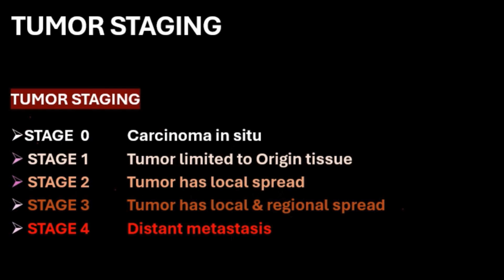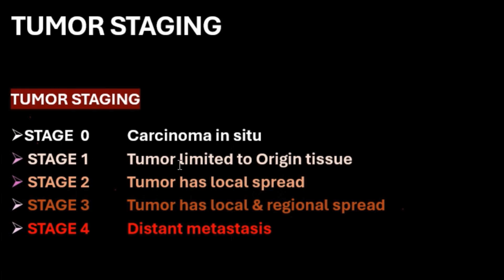Next one is tumor staging. Stage 0, carcinoma in situ. Stage 1, tumor limited to origin tissue. Stage 2, tumor has local spread. Stage 3, tumor has local and regional spread. Stage 4, distant metastasis. So these all are the different stages.